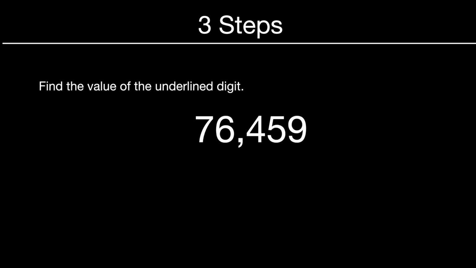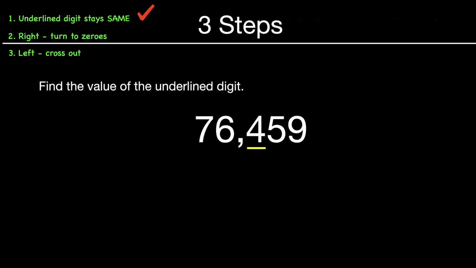Okay. Let's look at our 3 steps for finding the value of a digit. Find the value of the underlined digit. And it's 4. And let's show our 3 steps up at the top. Okay. The first step is that the underlined digit stays the same. So we keep our 4.